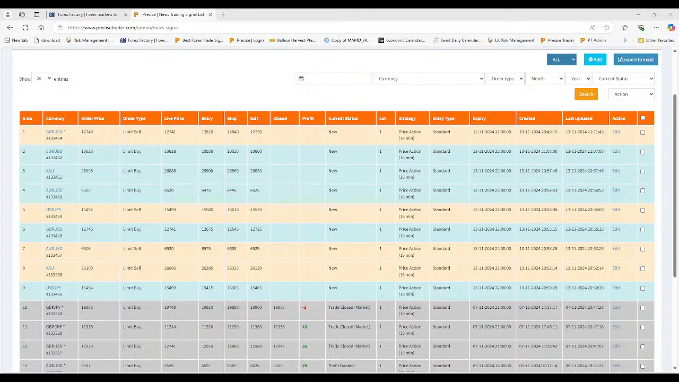Any questions or any doubts related to this news trading? Because remember, this is news trading. That means we are trading during the data announcement. Any questions?